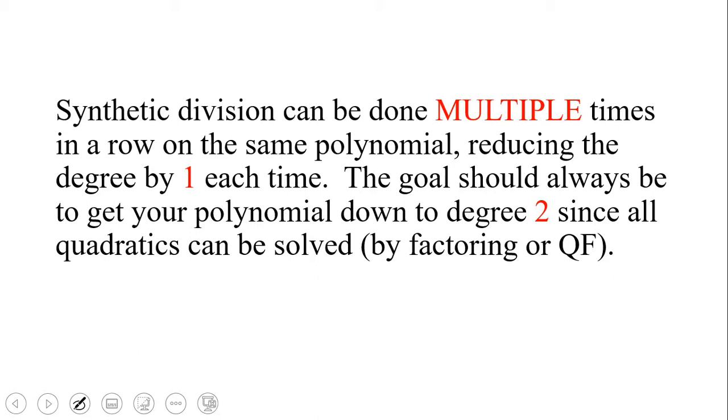Something that's very important to know is that synthetic division can be done multiple times in a row on the same polynomial. And of course, every time you do a round of synthetic division, it reduces the degree by 1. Your goal should always be to take whatever polynomial you start with and get it down to degree 2, because degree 2 means it's a quadratic, and all quadratics can be solved either by factoring or the quadratic formula. If you get down to a cubic, some cubics can be solved, but if you get down to a quadratic, every single one can be solved, which is why it's a good idea to always get it down to degree 2. It's possible that last year when you did synthetic division, you did not do that in a row like we're about to. So if this part is new for you, make sure you utilize it going forward.